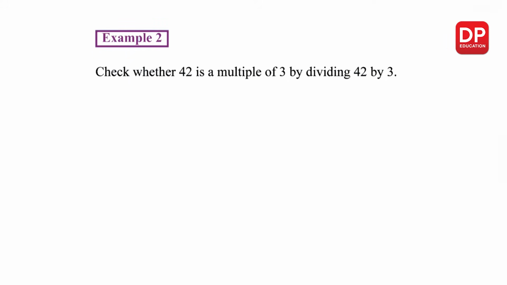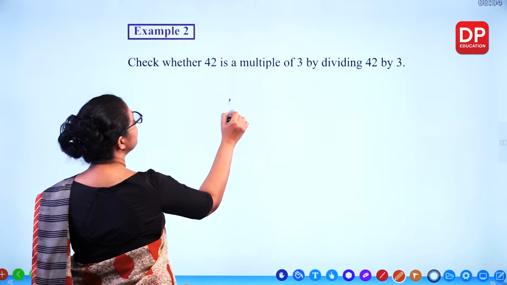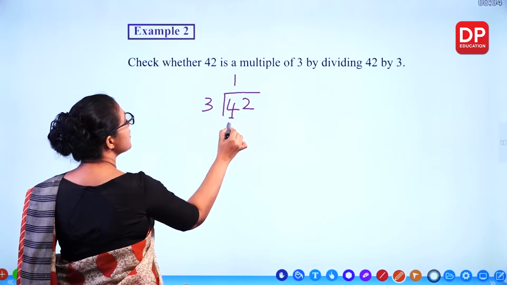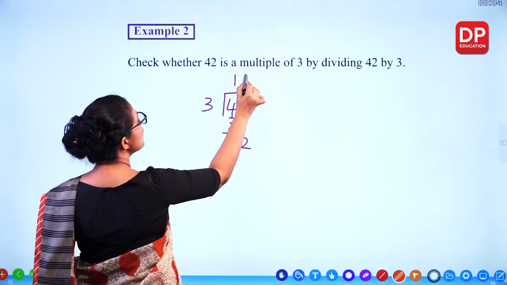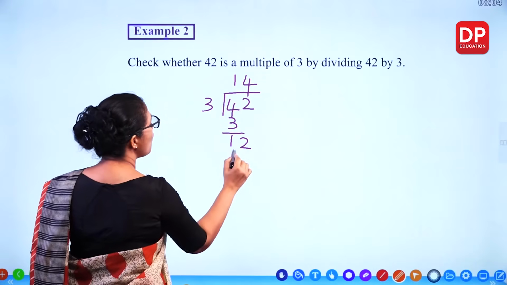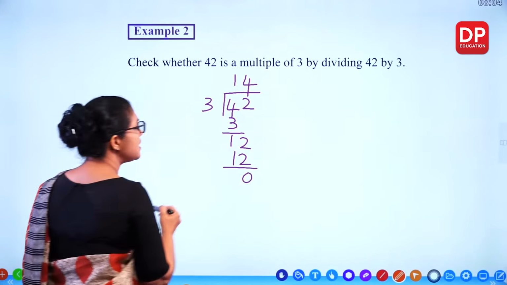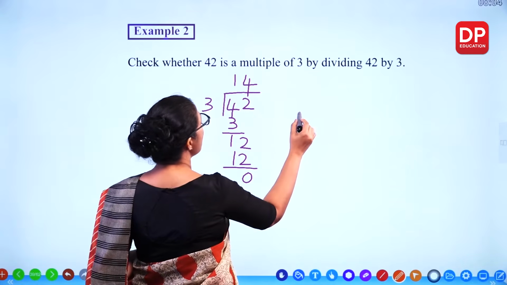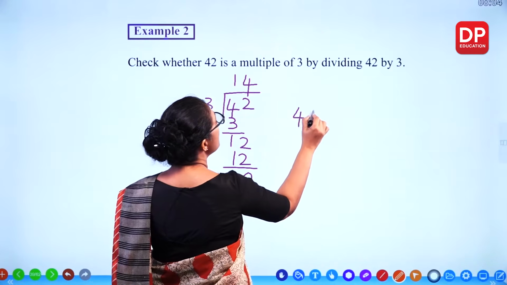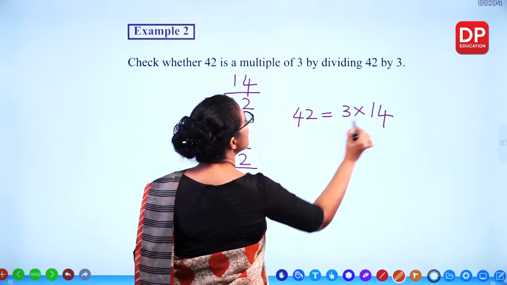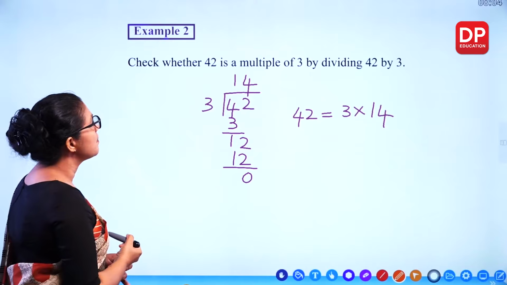Check whether 42 is a multiple of 3 by dividing 42 by 3. 3 times 1, 3. For 12, that's 14. That's 4. 3 times 4, 12. And the remainder is 0. So remainder is 0. So you can write 42 is 3 times 14. So that's the multiple.